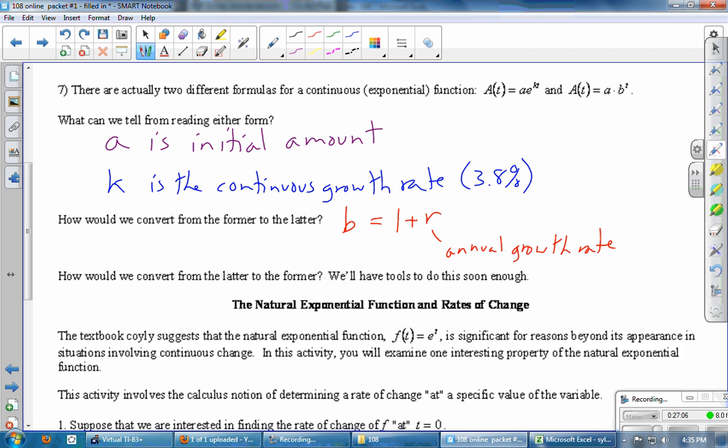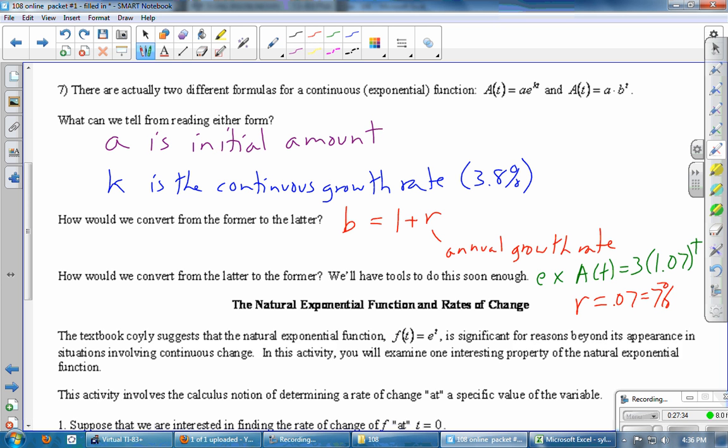If you have the b, for example, if we just made up A of t equals 3 times 1.07 to the t, then you can just look at that right away and know that the r is 0.07. 7% is the annual growth rate, not continuous, but just once a year, straight up 7% annual interest.